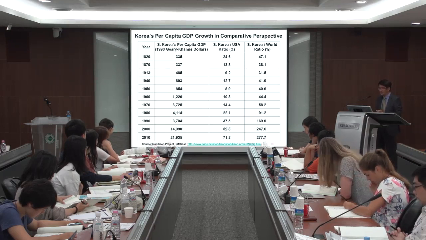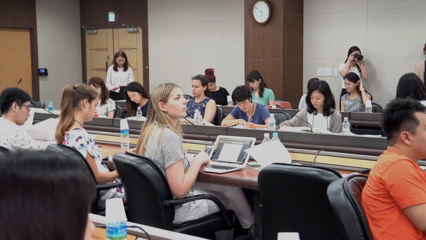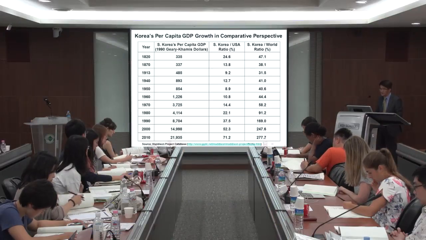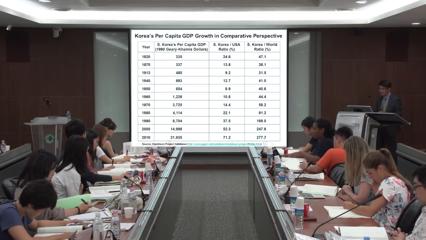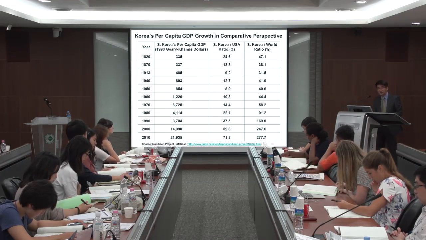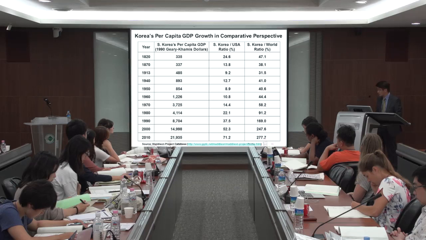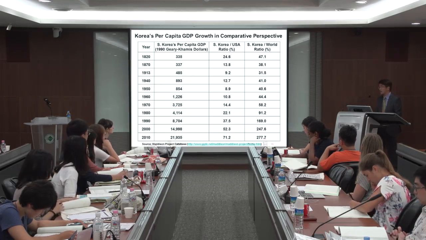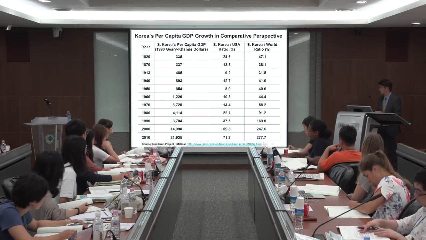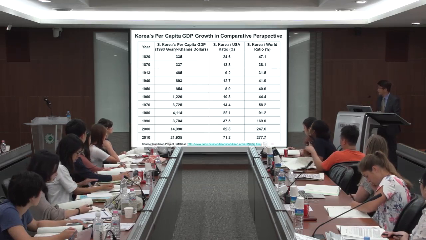And by 1990, Korea's per capita GDP was 37.5% of the US level and was in excess of the world average, 169.0%. And in the last row, you see that in 2010, Korea's per capita GDP had risen all the way to 71.2% of the US level and almost 3 times the world average. So a lot of people call this transformation, the rapid ascent of Korea's economy and nation as a whole, a miracle. But the miracle did not happen miraculously. It took a lot of hard work, a lot of trial and error, and some sacrifice, and good strategy as well.